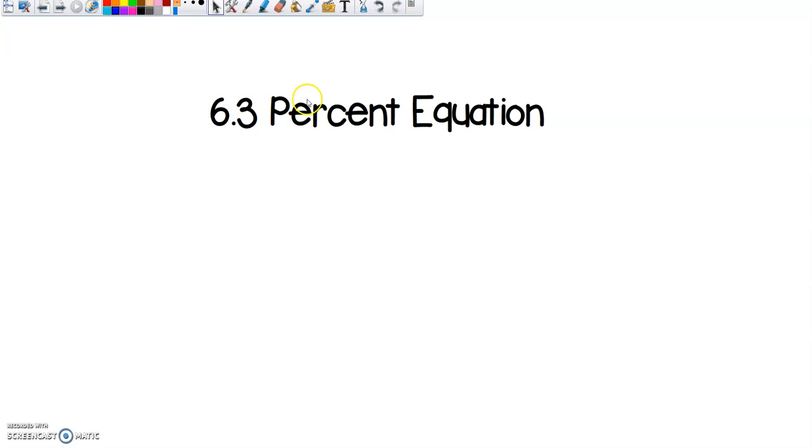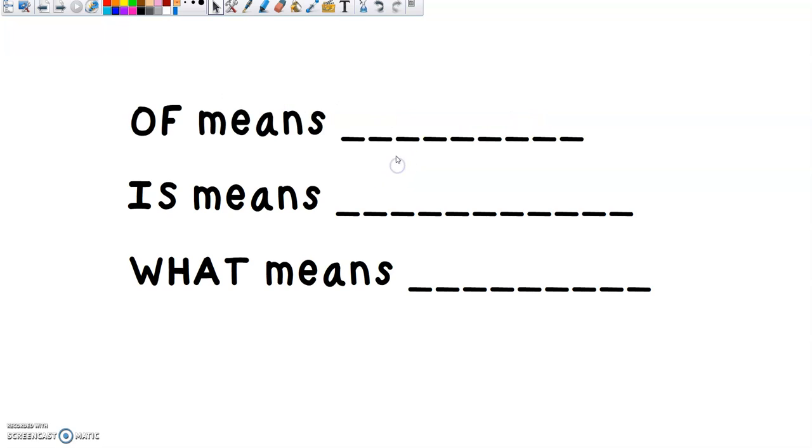Our lesson today is on percent equations, and we learned yesterday how to solve percents using ratios. Today is just a little bit different, so let's go ahead and get going. So we learned what of and is mean when we're solving with a ratio, but they are a little bit different when we're looking at an equation.